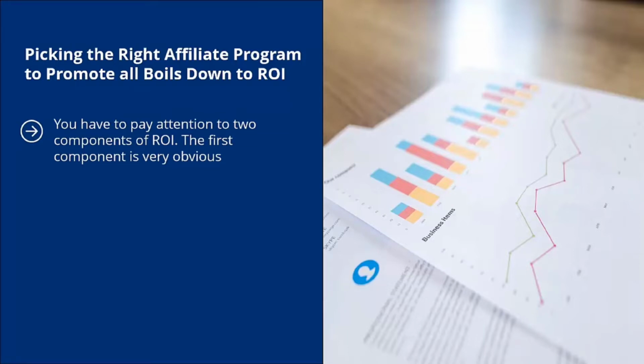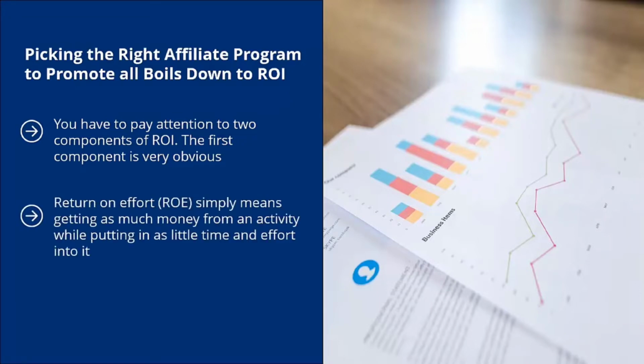This is return on investment. Put simply, how do you get the most return for every dollar you spend on your business? Return on effort, ROE, simply means getting as much money from an activity while putting in as little time and effort into it. Put it another way. How do I maximize my income while minimizing my effort? For every minute I spend on doing something, how do I maximize the amount of dollars coming out of that activity? Both these factors must be at play.